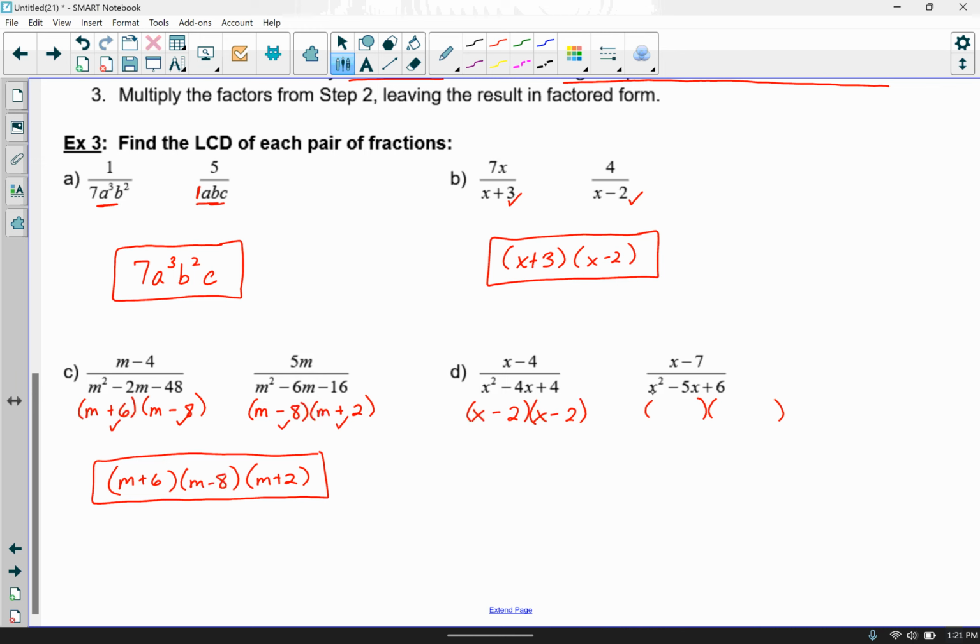All right, come over here, x squared is x and x. Most common way to multiply to give me 6 is 3 and 2. I want a negative 5 in the center, so I've got 2 and 3. That can give me 5. I need to make them both negative, so I get a negative 5. And then negative 3 times negative 2 would give me a positive 6.